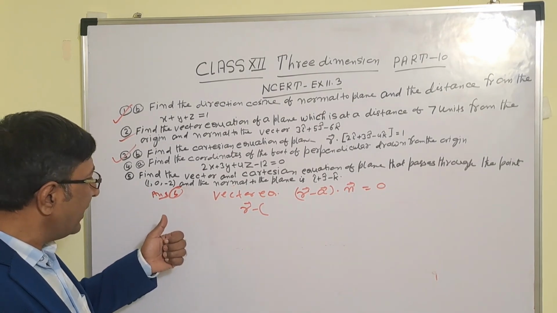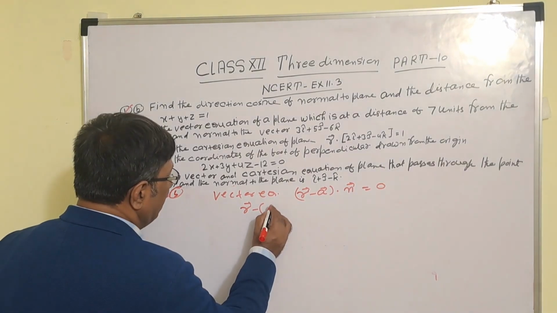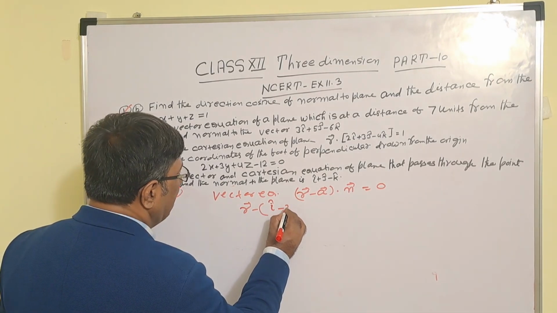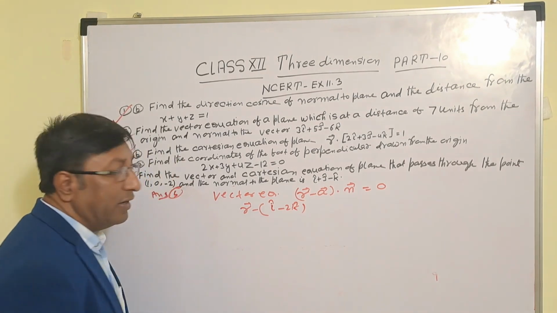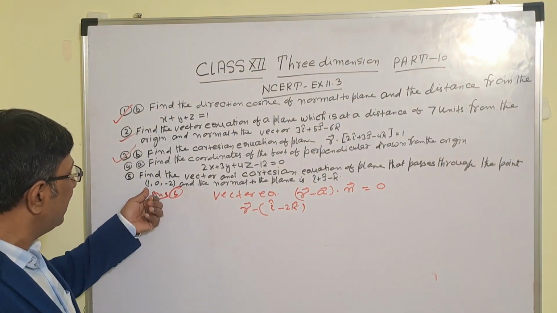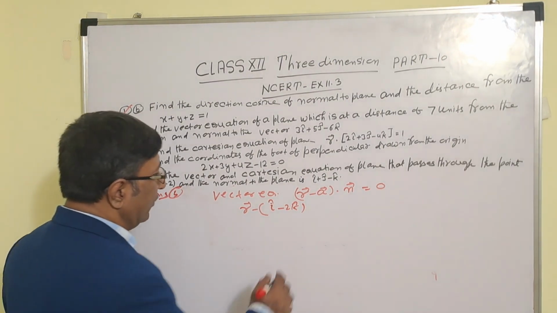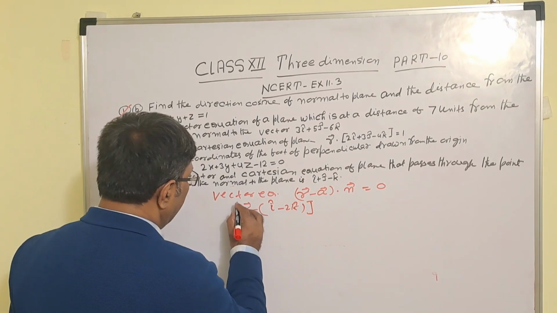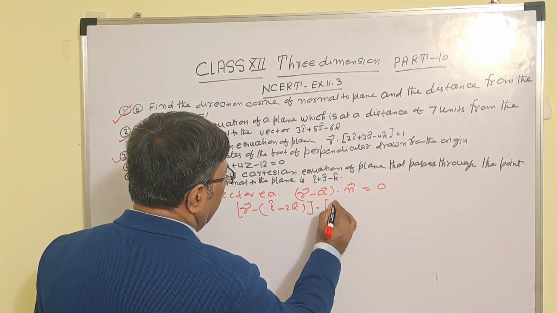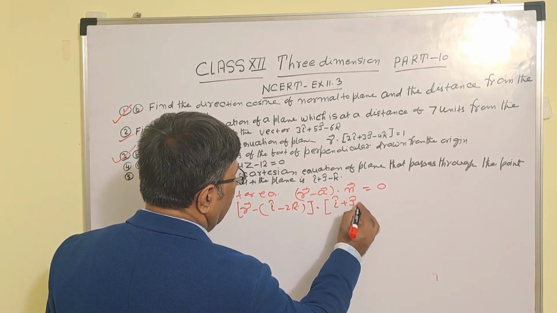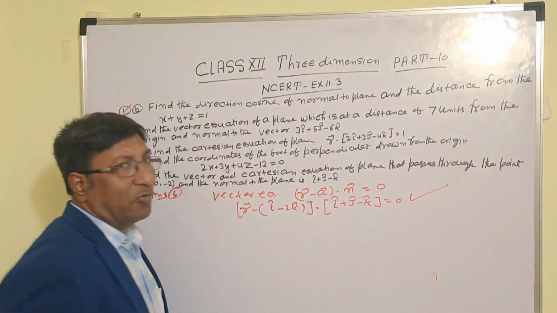So here i, j, k. The coefficient of j is 0. So we have only the unit vector i minus 2 times the unit vector k. This is called the a vector, the position vector of this point. And dot, this is the n vector. The n vector is given as unit vector i plus unit vector j minus unit vector k, and this equals 0. This is the required equation in vector form.